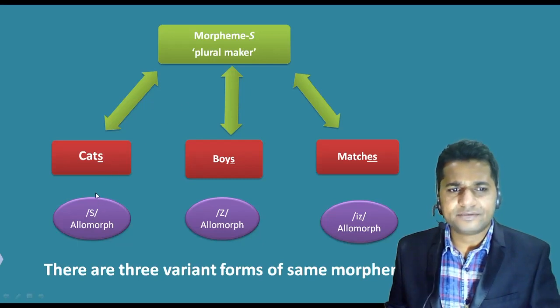Like cats, here it's S sound. The phonological representation of the S morpheme is different in all three words. In the first word it's S, that's cats. In the next word it's Z, boys. In the third word it's matches, IZ. So there are three variant forms of the same morpheme. So this S, Z, IZ, these phonological realizations of the S morpheme are called allomorphs. Allomorphs of the S morpheme.